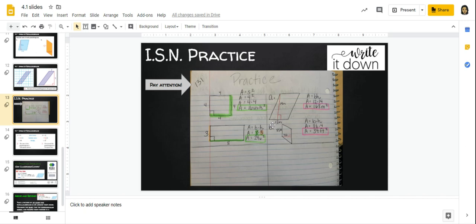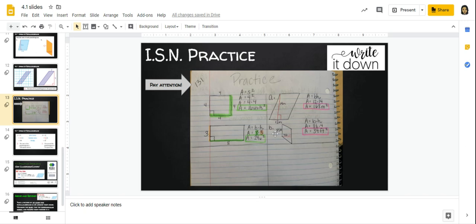So parallelogram A, 12 meters by 14 meters. So we would multiply 12 times 14, which gives us 168 meters squared. Don't forget the meters squared. Those are your units. That tells me that you know it's area and not perimeter, because perimeter would be different. We would write the answer differently.